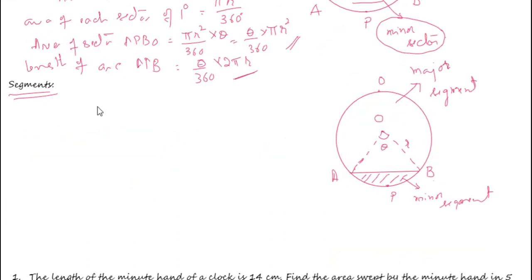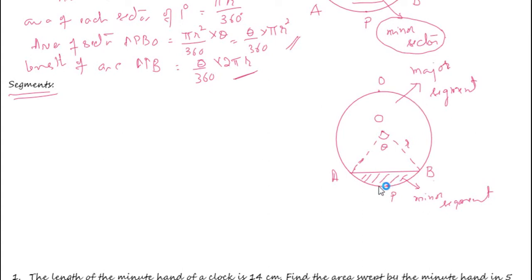Now segments. This area, which is a portion of the area of the circle bound by this arc APB and the chord AB, is known as a segment. This is a minor segment and the rest of the portion is a major segment. If the area of the segment is less than the area of the semicircle, then it is a minor segment, and if the area is more than the area of a semicircle, then it is a major segment.